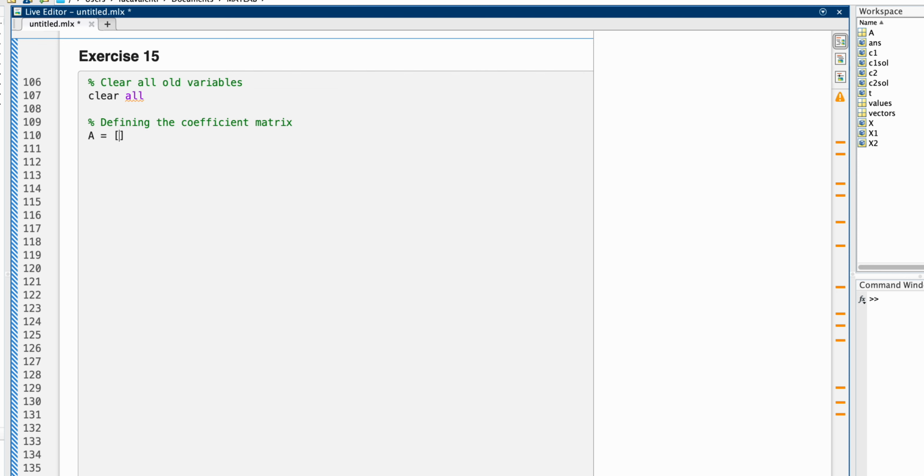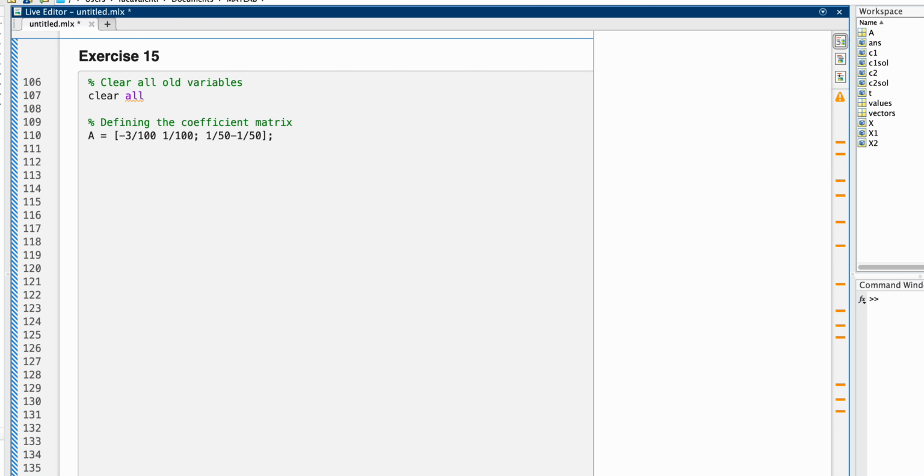I need the square brackets, and let me remind myself of what that was. Well, we had -3 over 100 and 1 over 100. That's the first row. The second row is 1 over 50, and -1 over 50. I put a semicolon because I don't want it to output.